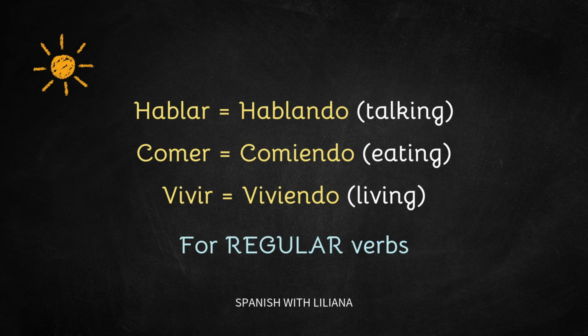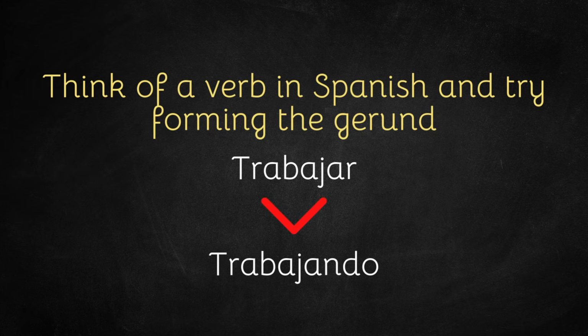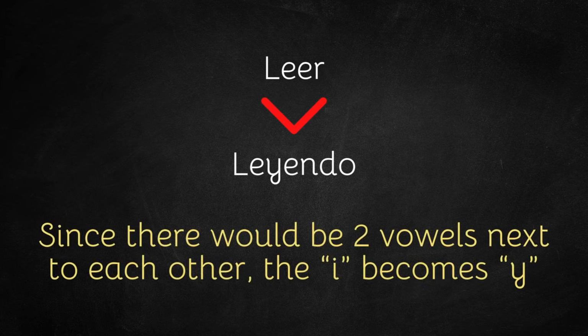So for -AR verbs, to find a gerund, you just take the -AR part off and replace it with -ando. And for -ER and -IR verbs, you take that part off and replace it with -iendo. So let's practice a little bit. Can you think of a verb and try forming it in the gerund in Spanish? How about trabajar? It becomes trabajando. How about for the verb leer, to read? What would the gerund be for it? It actually is leyendo. So instead of saying -iendo, because there are two vowels, we're going to change that first I to the letter Y.